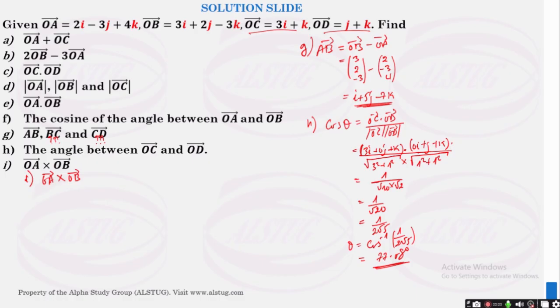So OA cross OB. Now this is how we're going to do it. First, I'm going to write OA again.